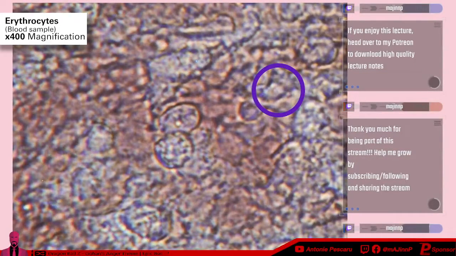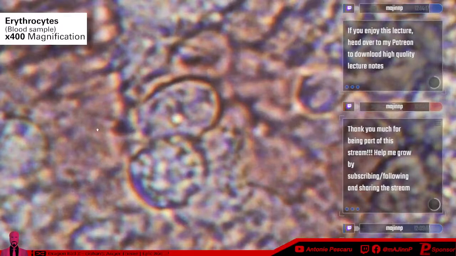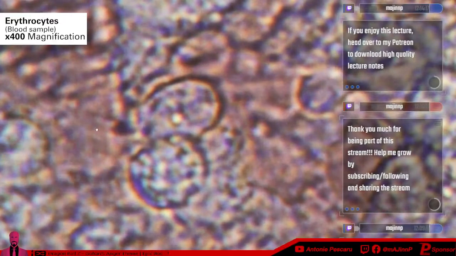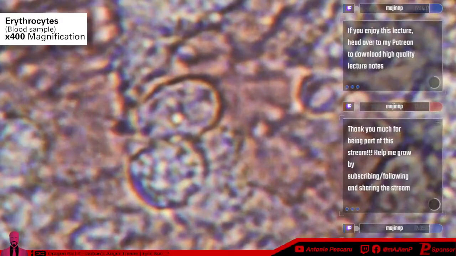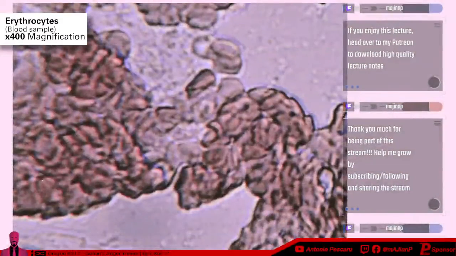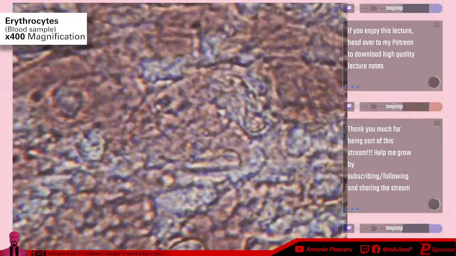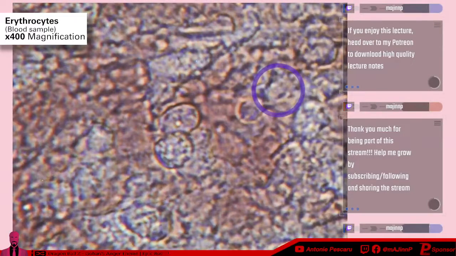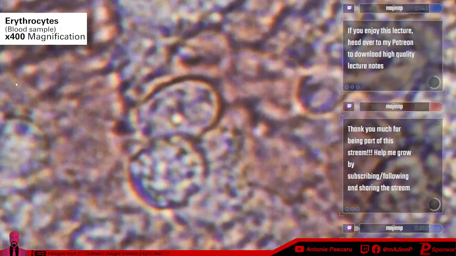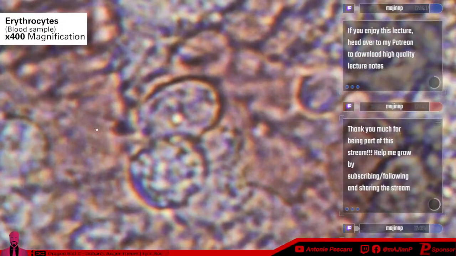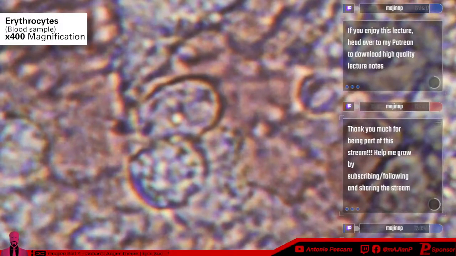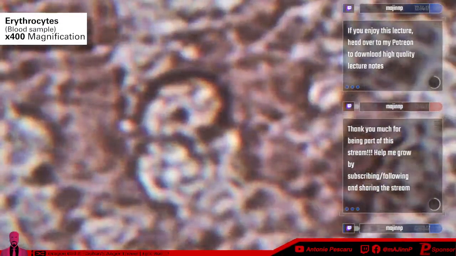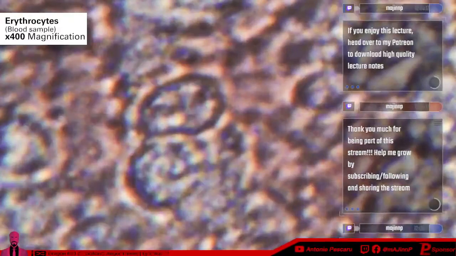Look at how it literally flexes. If you want, you can see it again. You also have it at the bottom left corner. You can also see the red blood cells changing their shape, flexing together. It's really, really interesting to see under the microscope when that occurs.